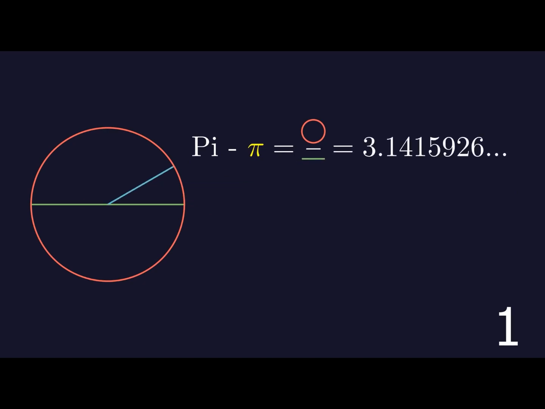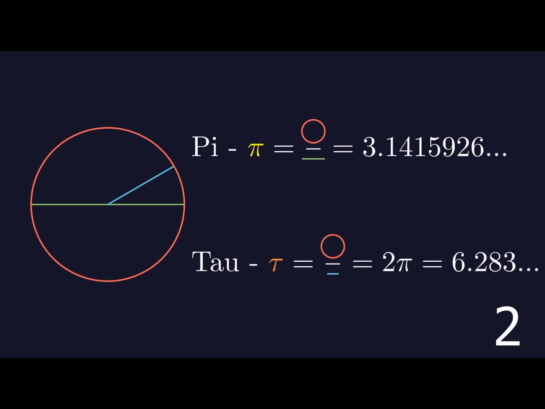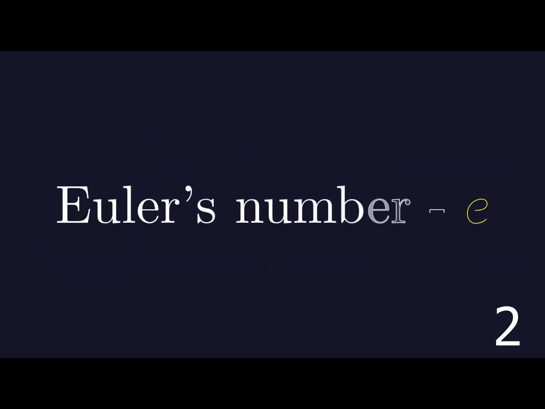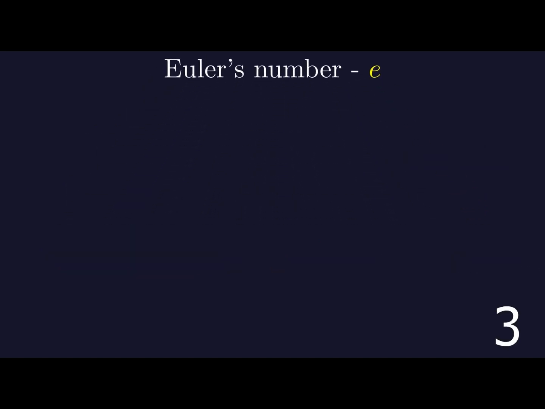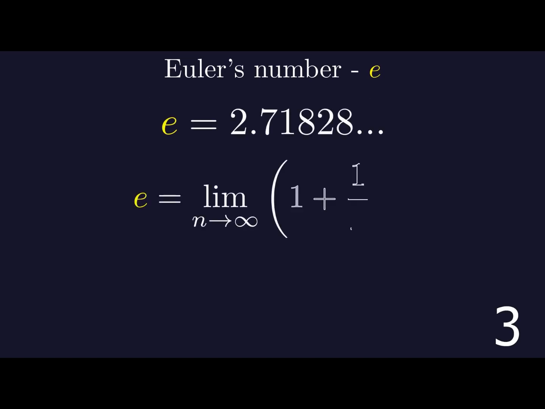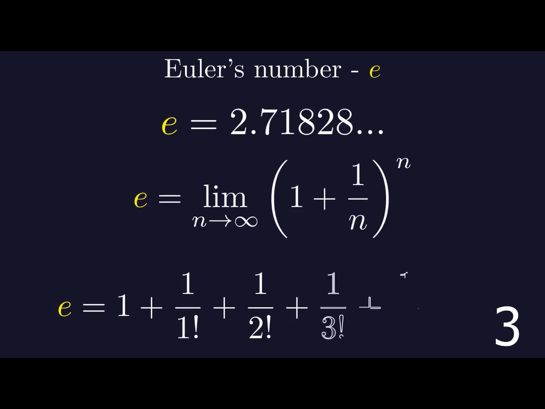Pi represents the ratio of a circle's circumference to its diameter. It is approximately equal to 3.14. Tau represents the ratio of a circle's circumference to its radius, which is equal to 2 pi. Euler's number is another important constant, appearing in many contexts. It is approximately equal to 2.718 and can be defined using this limit or this infinite sum.